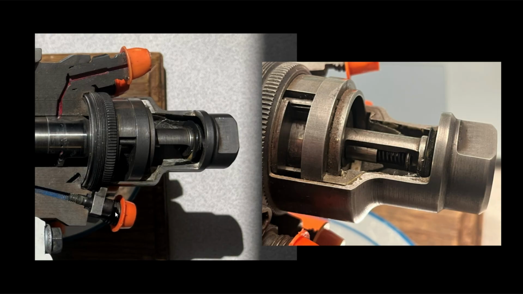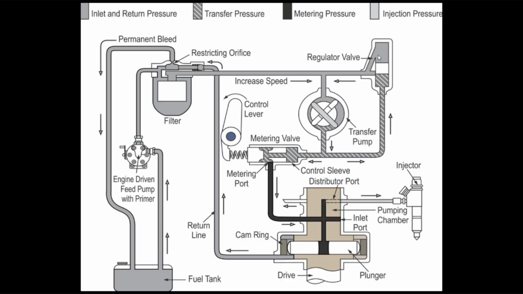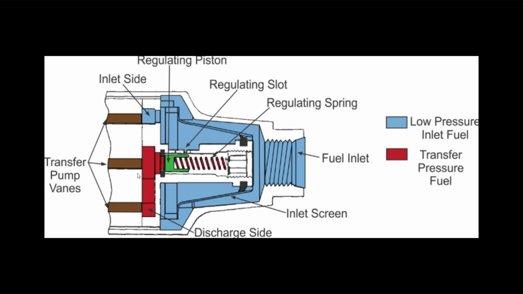This marks the entrance to the fuel pressure regulator, which is going to be this guy right here. So the regulator acts as a sort of relief valve. But instead of sending excess fuel back into the tank, it cycles it back into the inlet side of the pump. Fuel output from this transfer pump pushes on a regulating piston against spring tension.